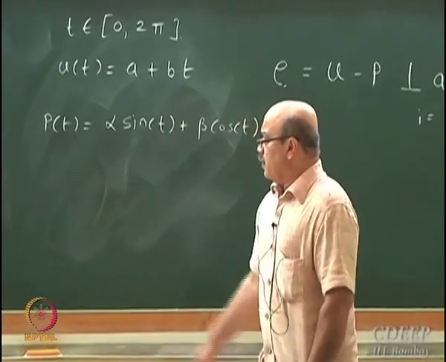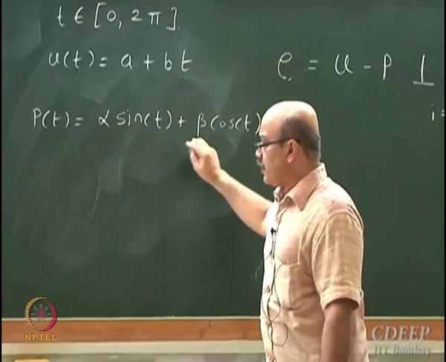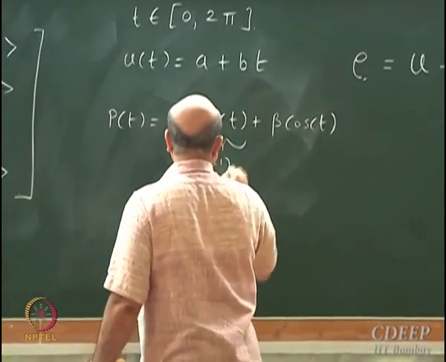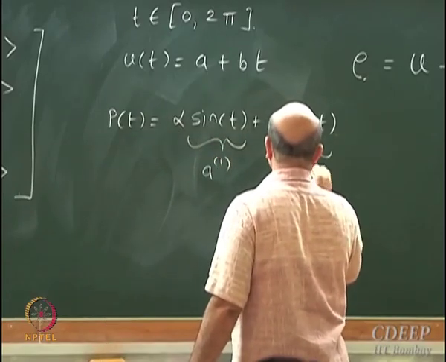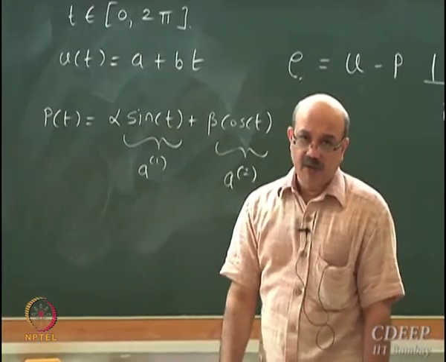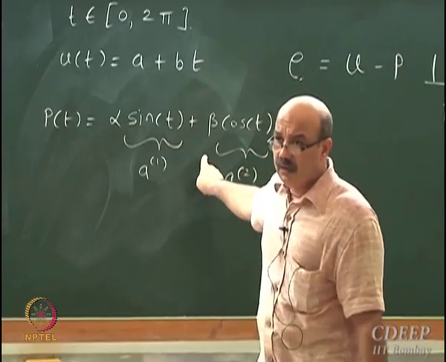So for the time being, let's take only two vectors. What are the two vectors? What is A1, A2 here? This is my A1 vector. This is my A2 vector. How do you find alpha and beta?